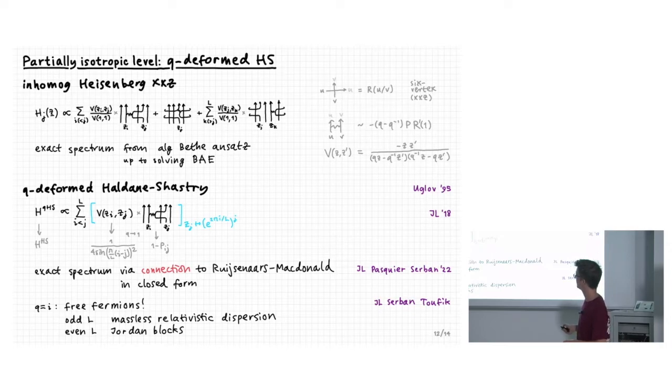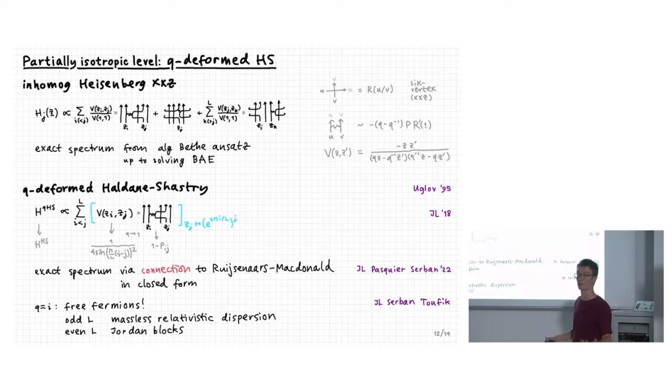Now let me just advertise something that we've been doing recently with our master student, Ayman Tufik. So of course here, compared to normal Haldane-Shastry, we have this parameter Q, the deformation, and you can play with this, and in particular, you can take some nice special points. So one thing that you can do is you can set Q equal to i, the simplest non-trivial root of unity.